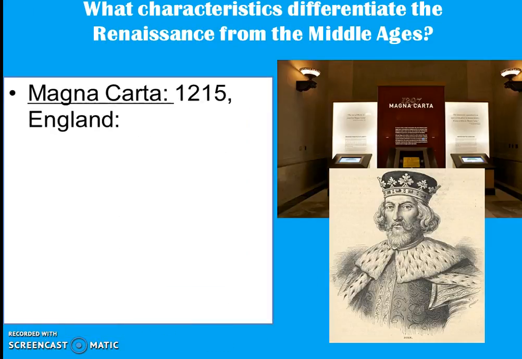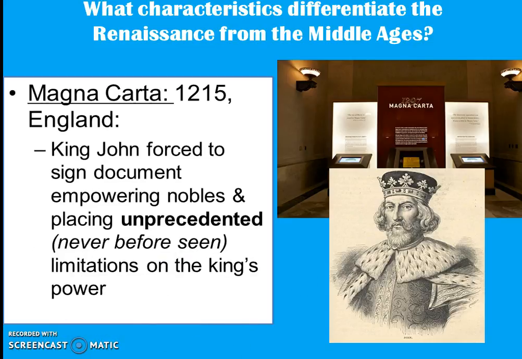So one of the things that comes out of this is in England in the year 1215, there's a document called the Magna Carta that is written and signed. So King John of England is forced to sign this document, and the document is very important, especially relevant in American history actually, because it is really the first document that places unprecedented limitations on the king's power.